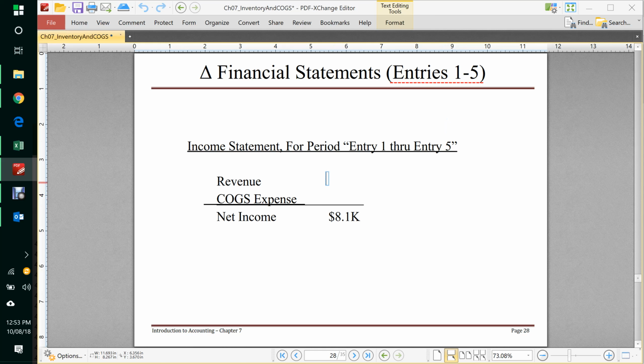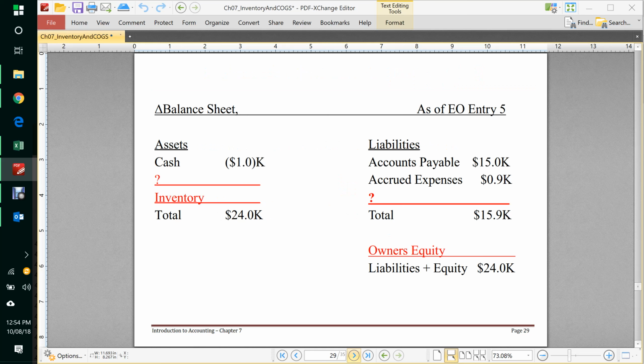So now we do have some revenue. Okay, we're going to have our revenue of 25,000. Okay, and we have our COGS expense. We convert all of that inventory over to COGS in entry number 5. Okay, so that's 16,109. Okay, and that gives us for the period net income of 8.1 thousand. Okay, so that's looking pretty good there.